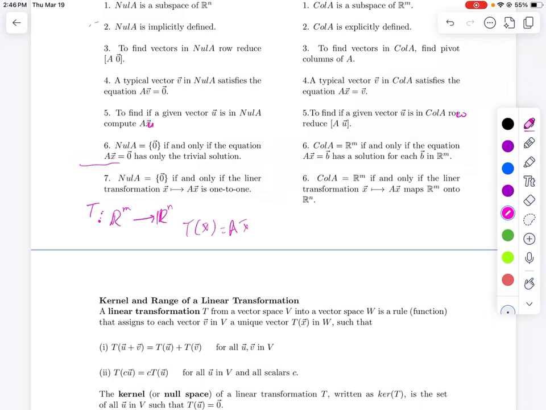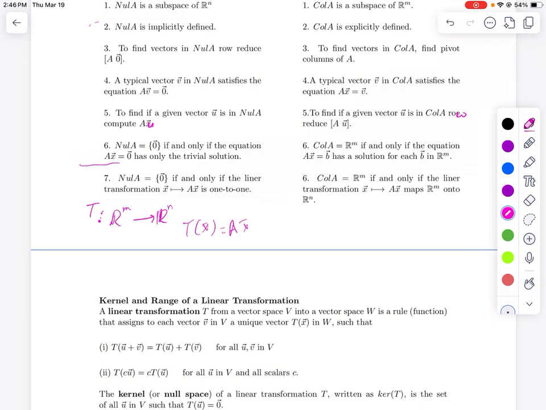So in other words, if we have to find whether a given transformation is 1 to 1, we can look at the solutions of the homogeneous equation Ax = 0. If we only get the trivial solution, the 0, 0, 0 solution, as our answer, then it means that the transformation T is 1 to 1.